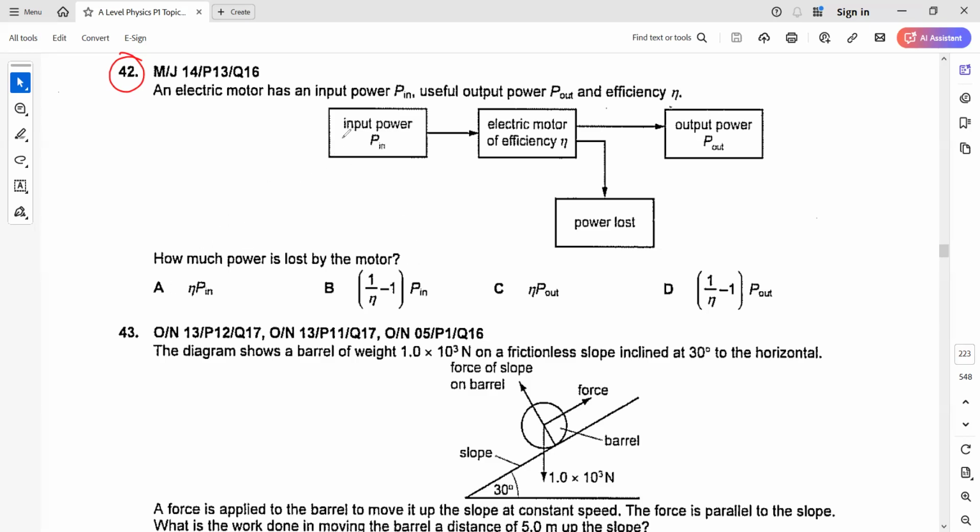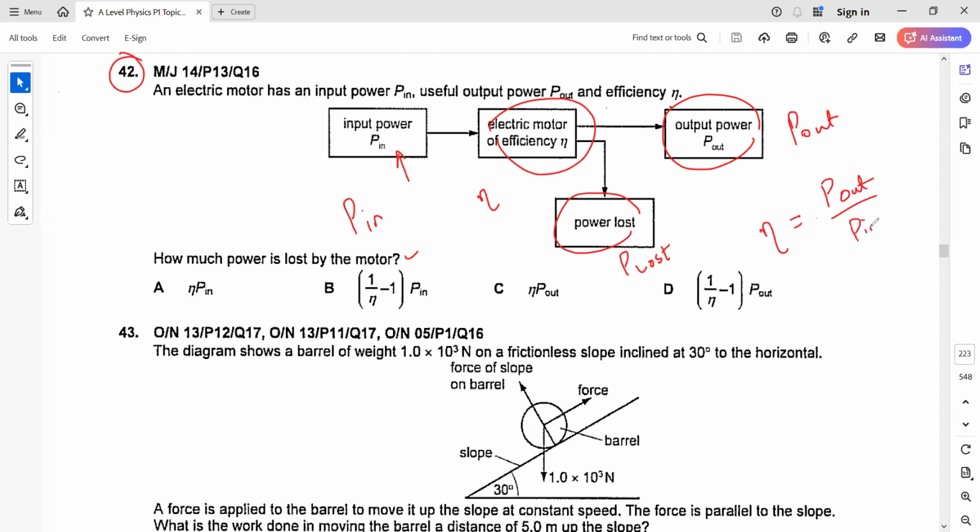It says an electric motor has an input power, that's P input. And then the motor's efficiency is given by eta, and they want us to find out the power lost. And then the output power is P out. So how much power is lost by the motor? That's the question at hand. So using the formula for efficiency, we know that it is going to be power output over power input, right? So that's one of the things.